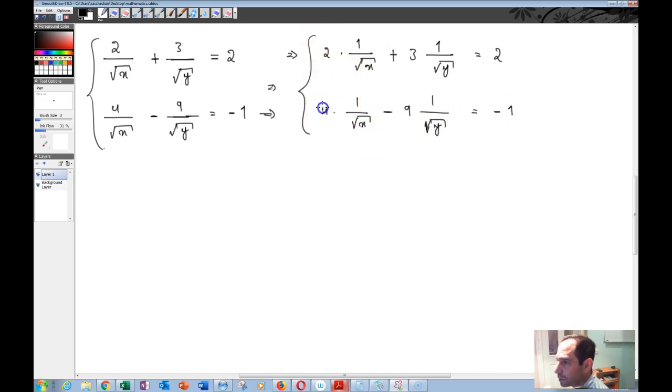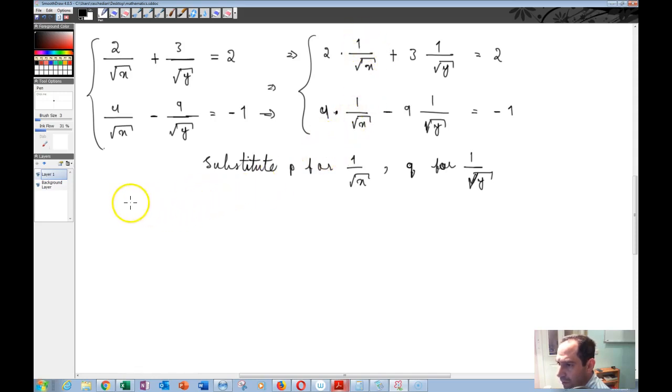So now, over here, you can substitute P for 1 over square root of x, and Q for 1 over square root of y. Okay, so then these two equations become 2P plus 3Q is equal to 2, and 4P minus 9Q is equal to negative 1.